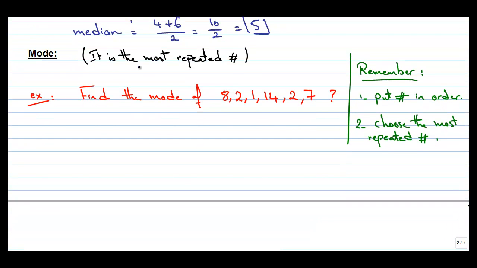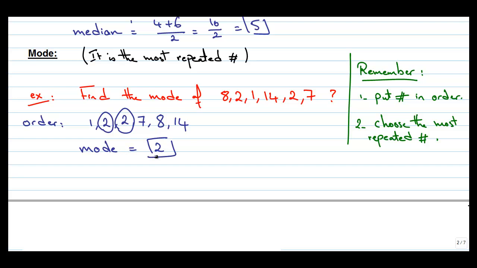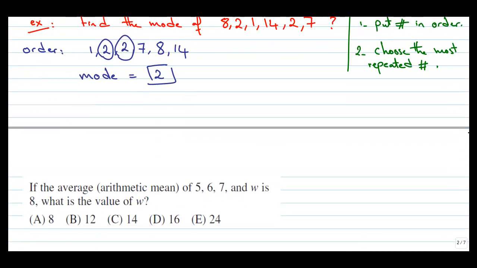Now for the last point, it's the mode. How do you find the mode? It's the most repeated number. Remember again to order, and for the mode you have to choose the most repeated number. Okay, so we order them first ascendingly. As I said, you can see here that there is a number repeated, which is 2. Yes, you see 2 is repeated 2 times. So the mode here is 2, which is the most repeated number.